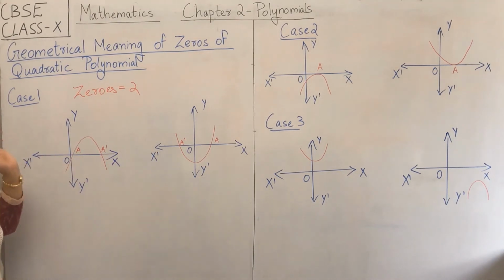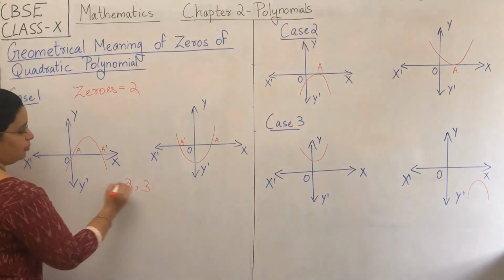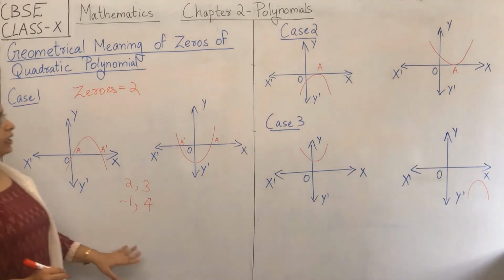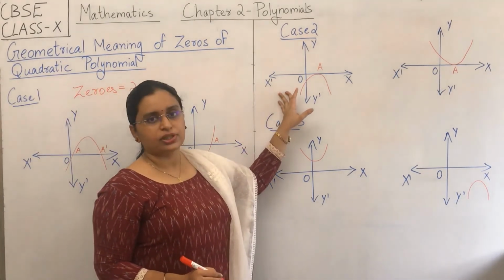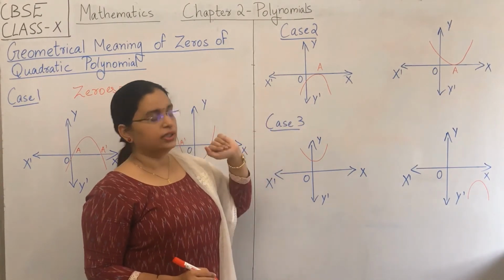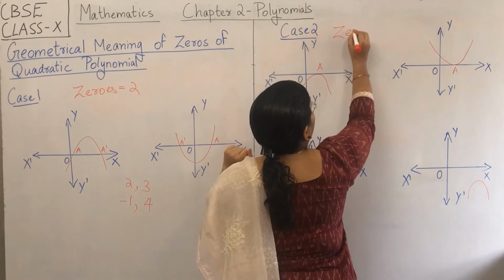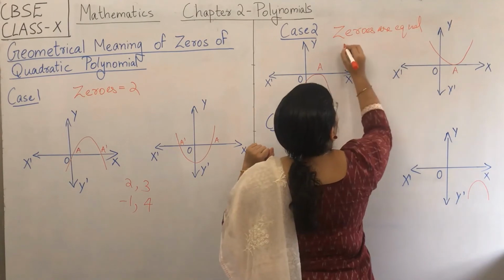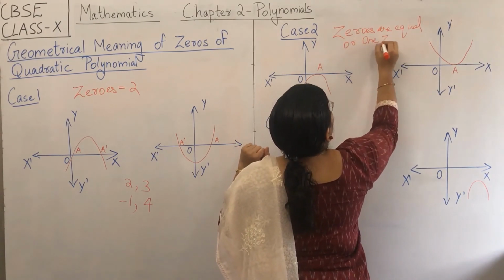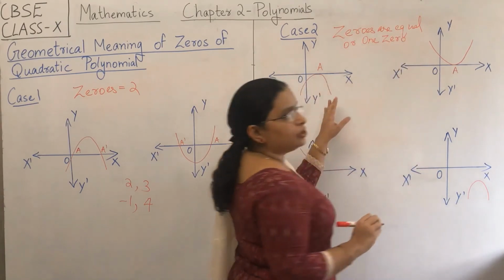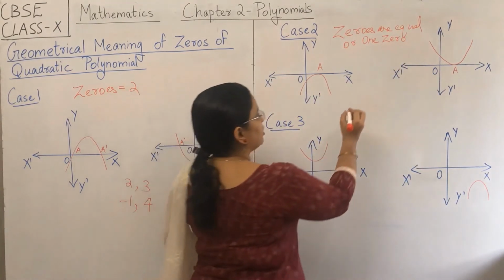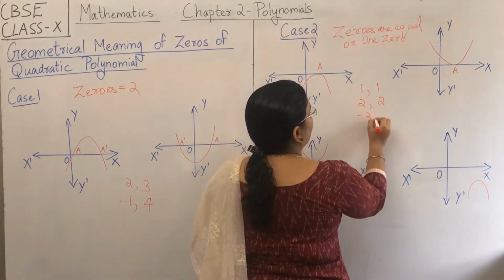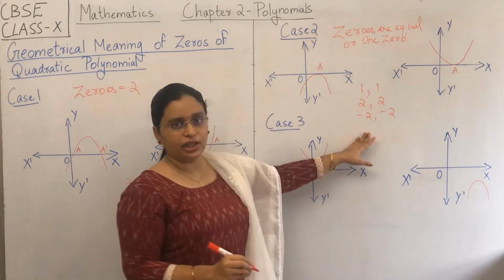And we can say the zeros will be distinct. Suppose one zero is 2, the other zero will be 3. If one zero is -1, the other zero will be 4. 2 distinct zeros. Second case, case 2. Here what happened? It intersects only at one single point. In this case, the zeros are equal, or we can say 1 zero, because they coincide at one point, A. That is, if one is 1, the other will also be 1, or 2, 2, or -2, -2. That is, the zeros will be equal.